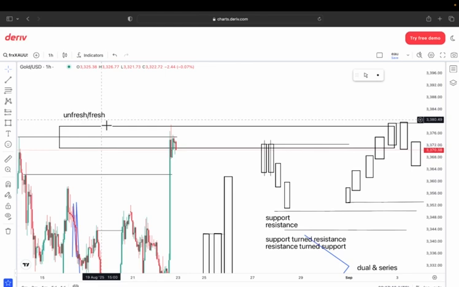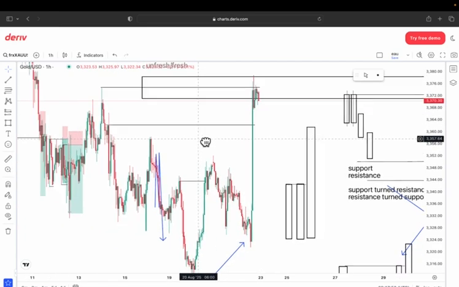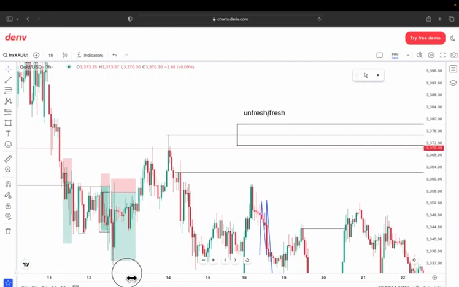If there's anything you should take notes on in this particular class, it's fresh and unfresh key levels. Unfresh key levels are the ones that have been tampered with by the wick of the candle before price broke with the body. That's unfresh. Fresh is these ones that I gave example of here.